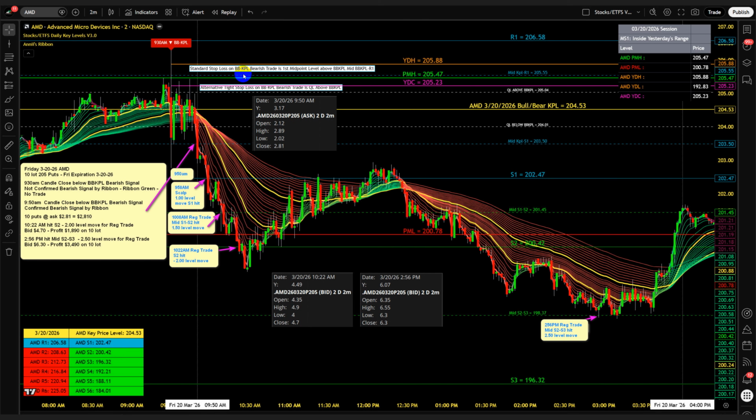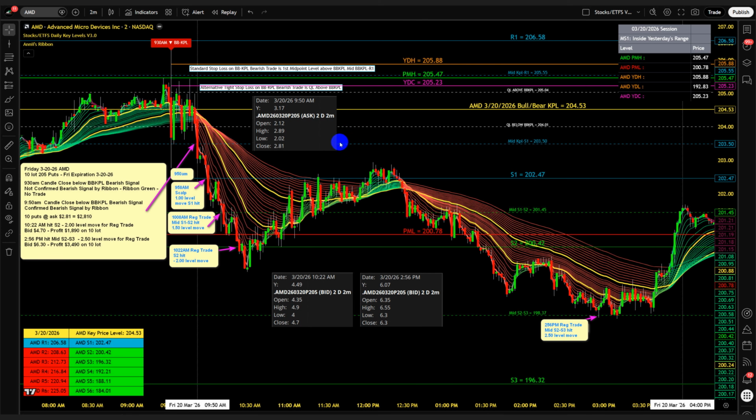Here is your stop loss on a BBKPL bearish trade. Again, first midpoint above. Tight stop loss is this level here, the KPL above. In this case, the BBKPL for AMD is 204.53. So that is going to be the 205 put, since it's slightly over the 204.50, which would be the midpoint between the 204 and the 205 strike.